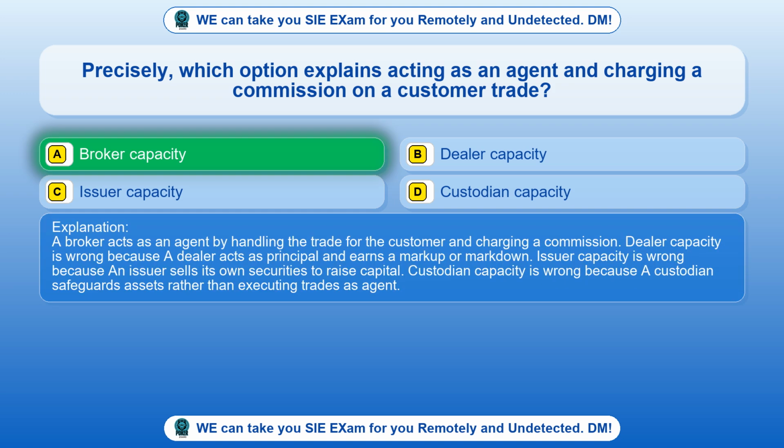A broker acts as an agent by handling the trade for the customer and charging a commission. Dealer capacity is wrong because a dealer acts as principal and earns a markup or markdown. Issuer capacity is wrong because an issuer sells its own securities to raise capital. Custodian capacity is wrong because a custodian safeguards assets rather than executing trades as agent.